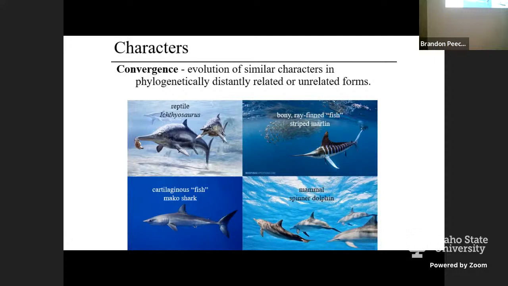Do you guys know any other mammals who are powered by their vertebral column? Beavers, in the water. Yes, amazing. Otters, again, in the water.